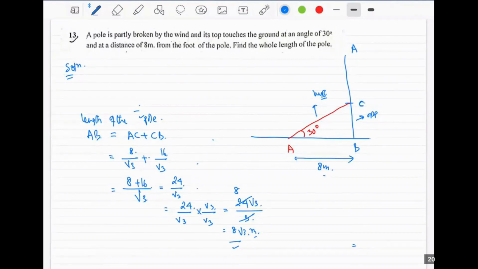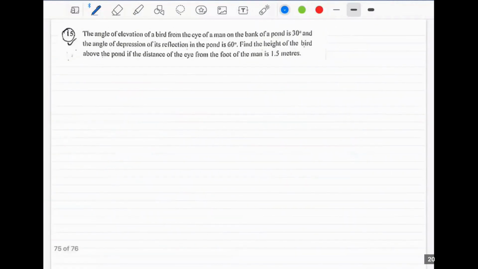So finish. Okay. Now moving on to a slightly complicated one. This is going to take a little bit long, okay, but it's very short. But explaining will take some time. So question number 15, it is saying the angle of elevation.